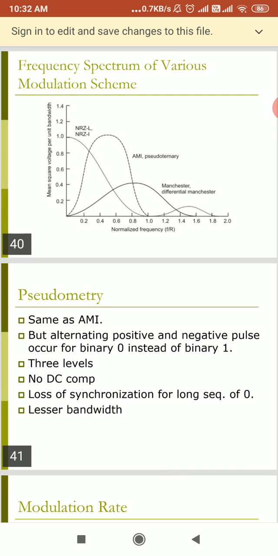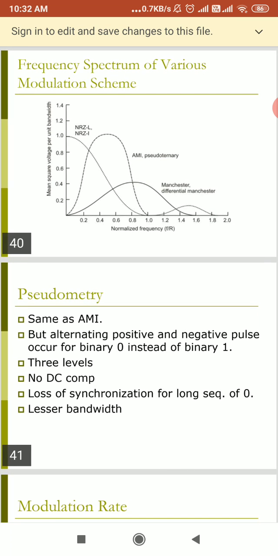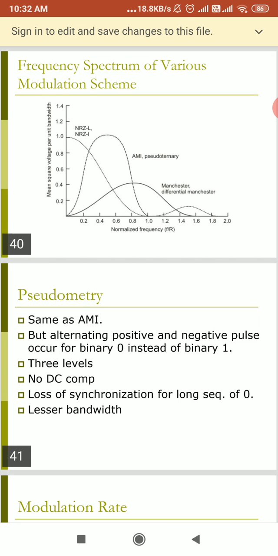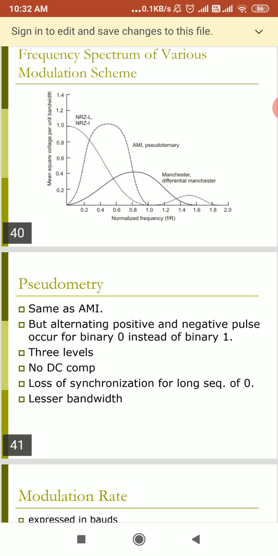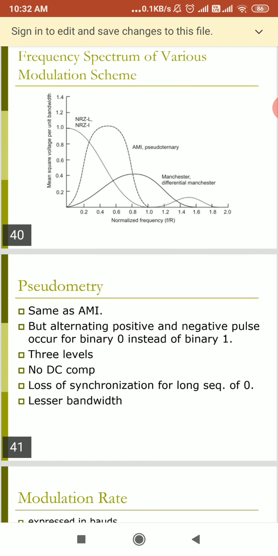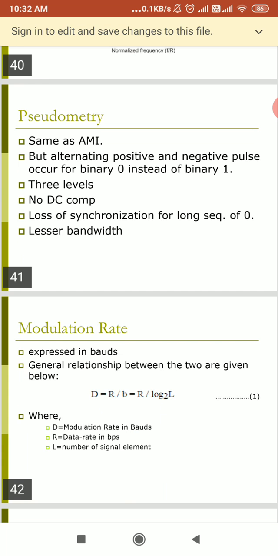And in pseudo-ternary, what were we taking? There we were taking 1, so here instead of binary 1 we are supposed to take binary 0. And here also we will have 3 levels: 0, plus 1, minus 1. Here also there is no DC component, but it requires less bandwidth. And as we take the positive and negative pulses for 0, there will be a longer sequence of 0s. So it loses synchronization for long sequences of 0.